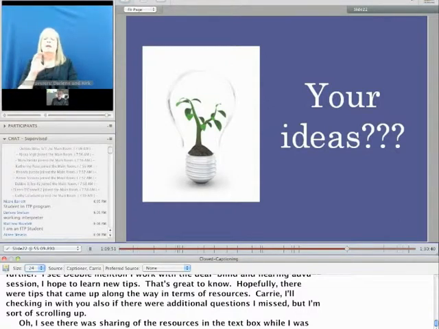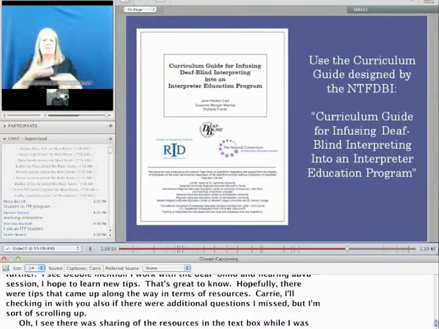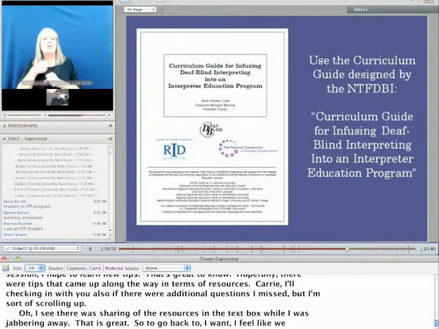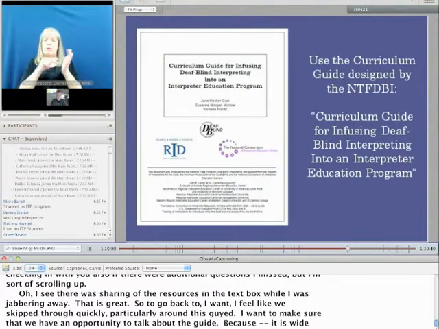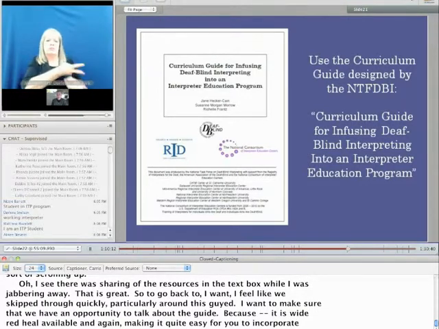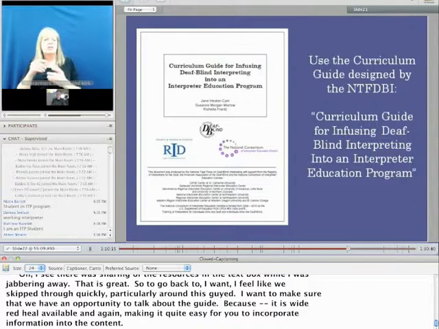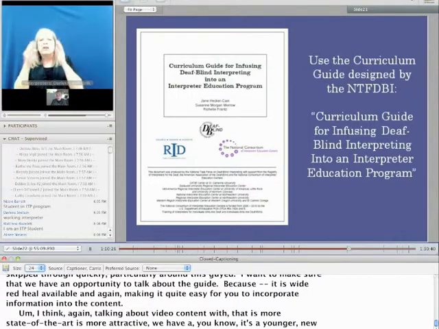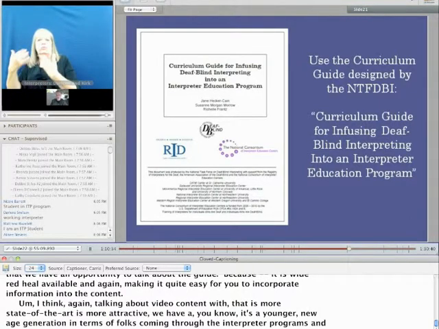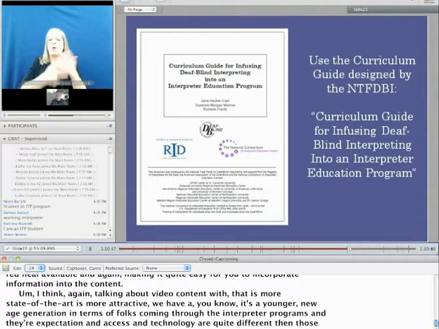So to go back to the guide, I feel like we skipped through it quickly, and I want to make sure we have an opportunity to talk about it because it is quite readily available, and again, it makes it quite easy for you to incorporate information into the content. I think, again, talking about video content that is more state-of-the-art is more attractive. It's a younger, new age generation of folks coming through the interpreter programs, and their expectations and access to technology are quite different from those of us who went through a program years ago. So we want to keep thinking about access to technology that is current and present, and this guide can help you identify some of those pieces.